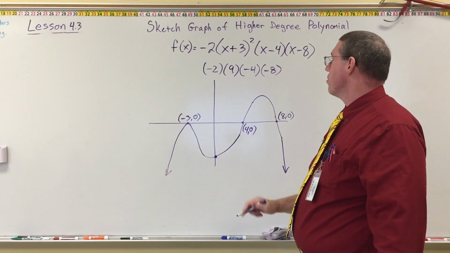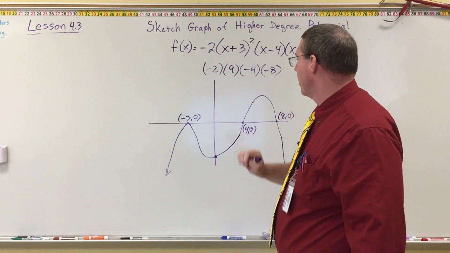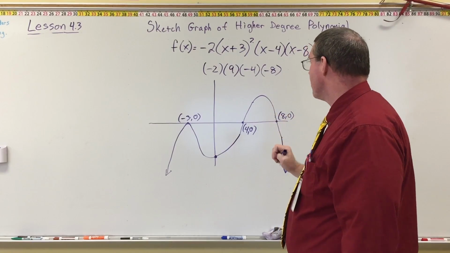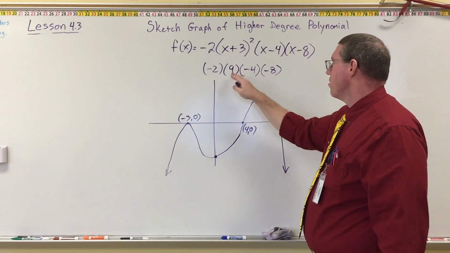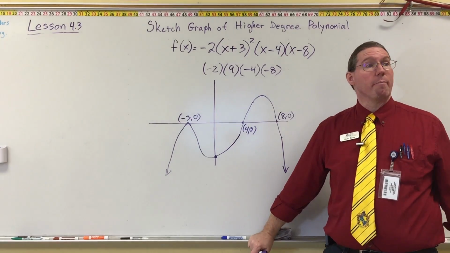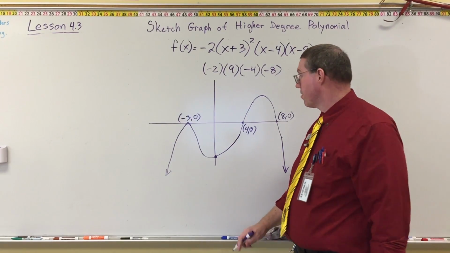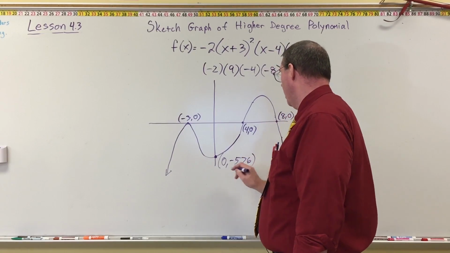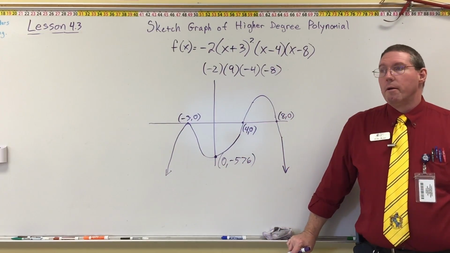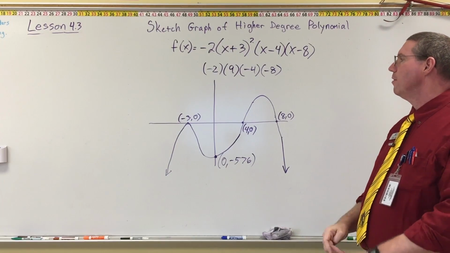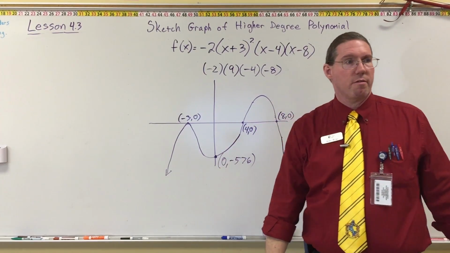If we were to multiply this, we would get -4 times -2. That's +8. +8 times -8 is -64. And -64 times 9 is like -500 and something. 576. Okay, so 0, -576. And I'm done. And if I were to key this whole thing into Desmos, I would get something that looks very similar to this.